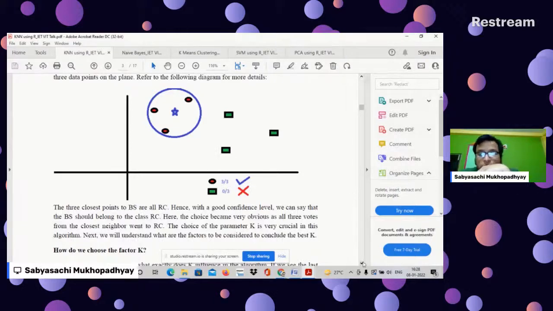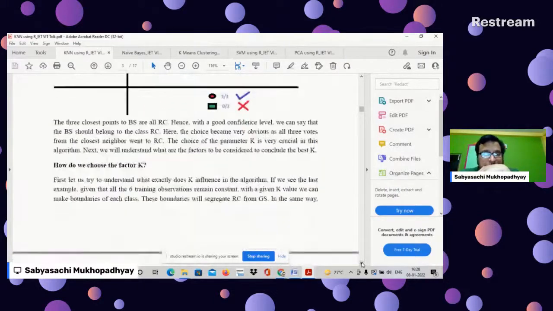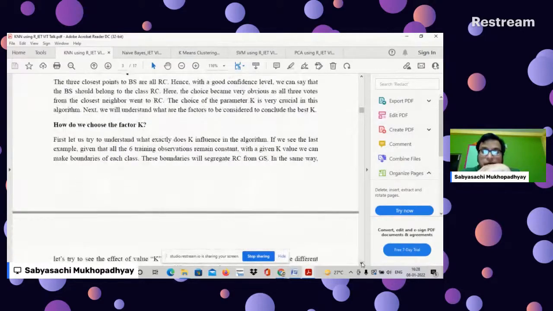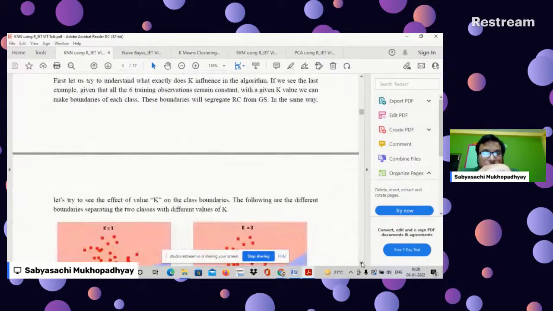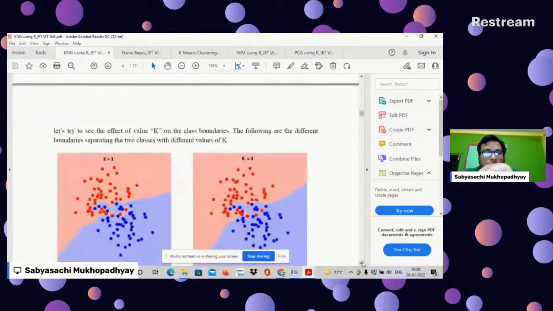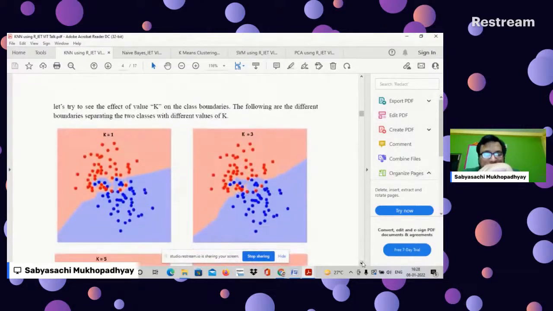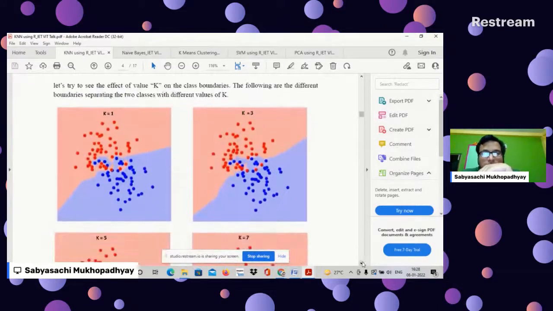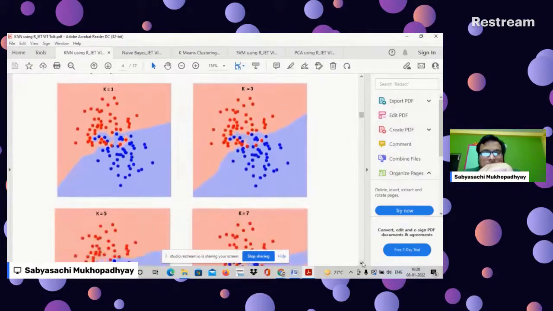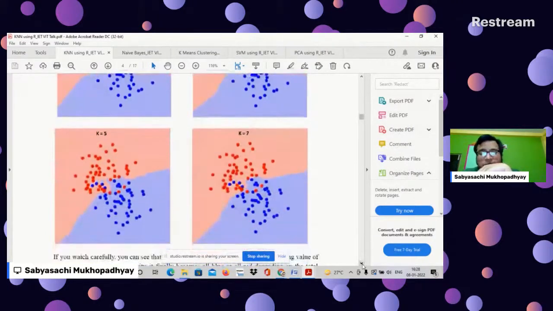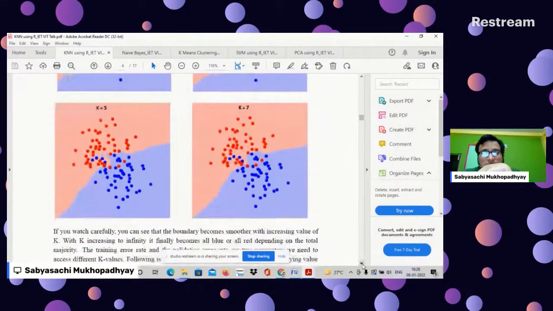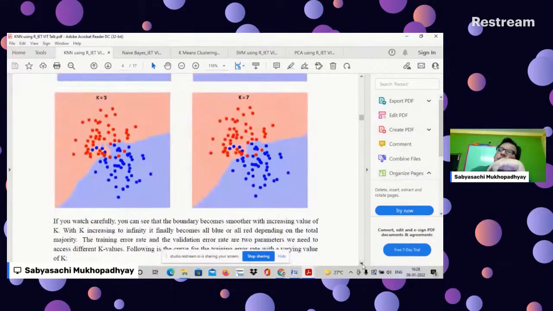Now, how do you choose the factor K? That is what we have to understand. So what will influence it? We will start from K equals 1, then K equals 3, and you can see for the different categories how the boundaries are changing. For K equals 1, 3, 5, 7, if you see carefully, the boundaries gradually become smoother with the increasing value of K.